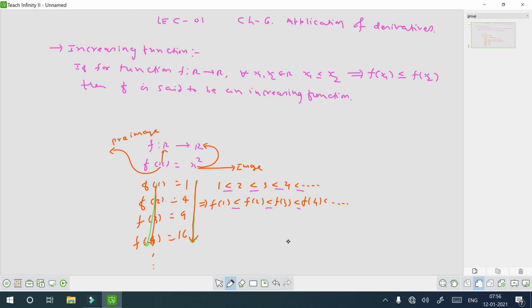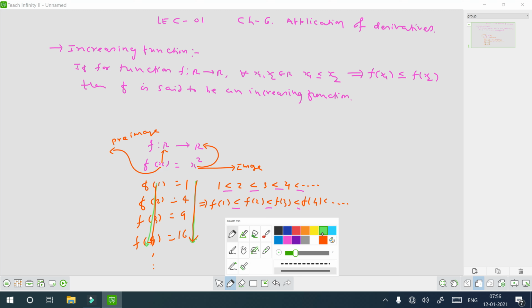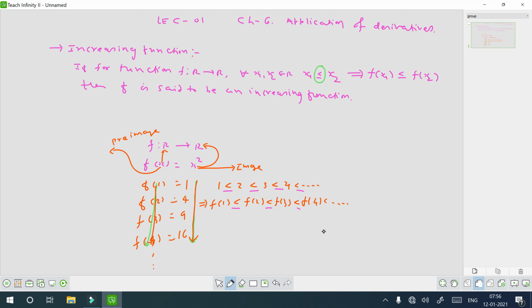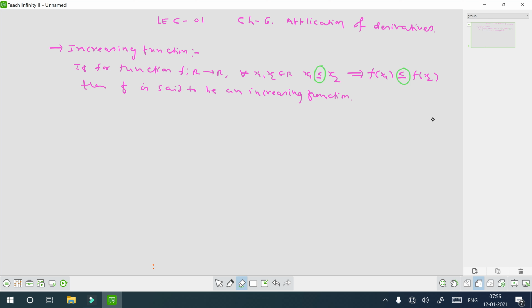But see, here observe less or equal to, here also less or equal to, here also less or equal to. In that case it is increasing. See here, if we draw the graph of this function, see, up to this part image remains same, then increases, then increases, that is increasing function. Now our aim is to define, second thing, strictly increasing function.